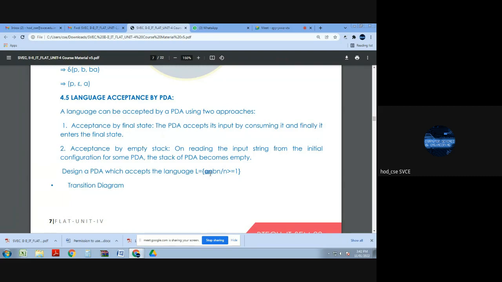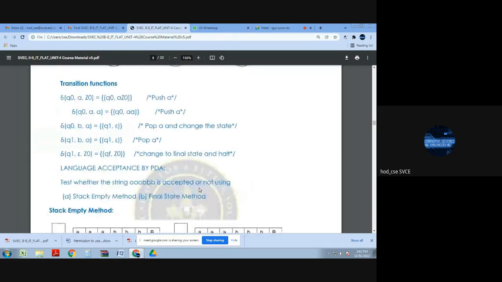Likewise, we'll perform the operations. If the stack is empty and the input is also empty at the same time, then the a power n, b power n condition is satisfied. If not, and some symbols are left over in the stack or input, then we consider that the given string does not belong to the given language. So we'll see the diagram and the functions.